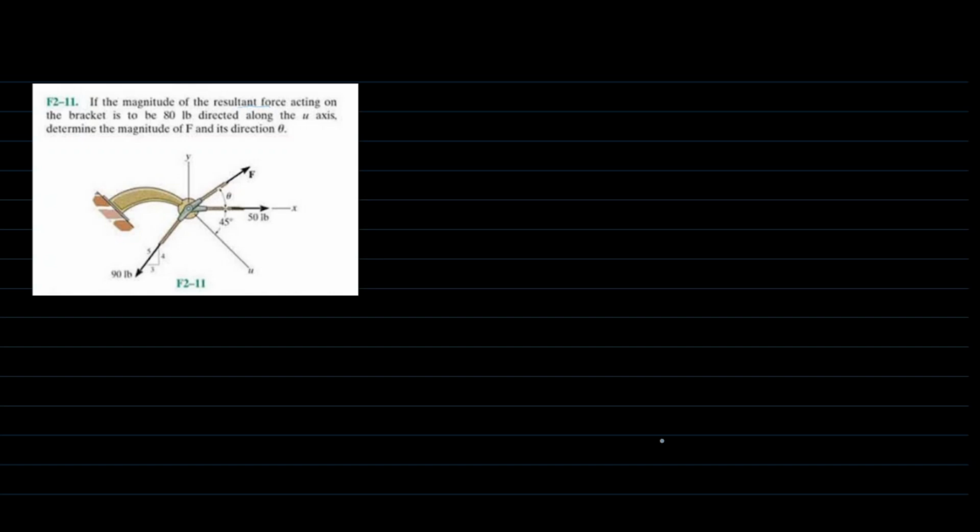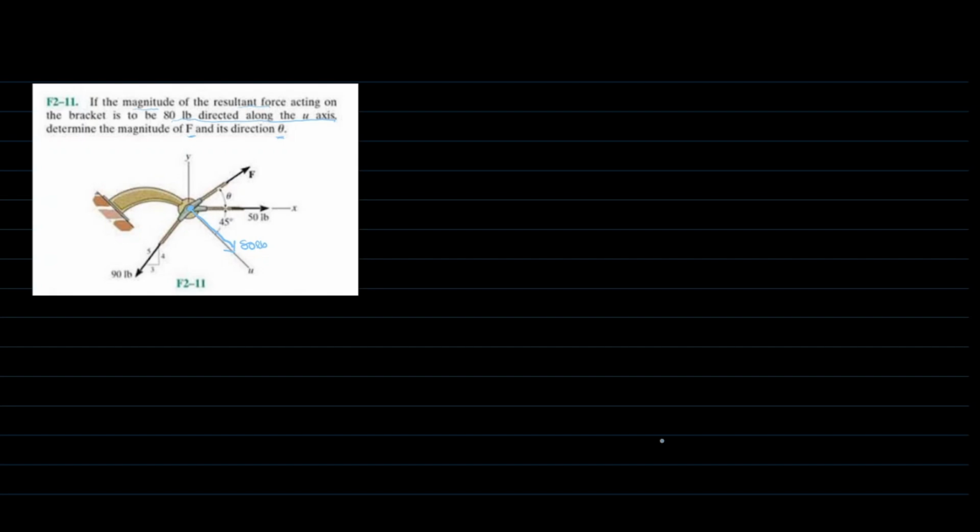My name is Pearl, and today I'm going to be taking us through this relatively hard question from the engineering mechanics textbook. The question says if the magnitude of the resultant force acting on the bracket is to be 80 pounds directed along the u axis, that is, the resultant force in this case is 80 pounds along the u axis. Determine the magnitude of F and its direction theta.